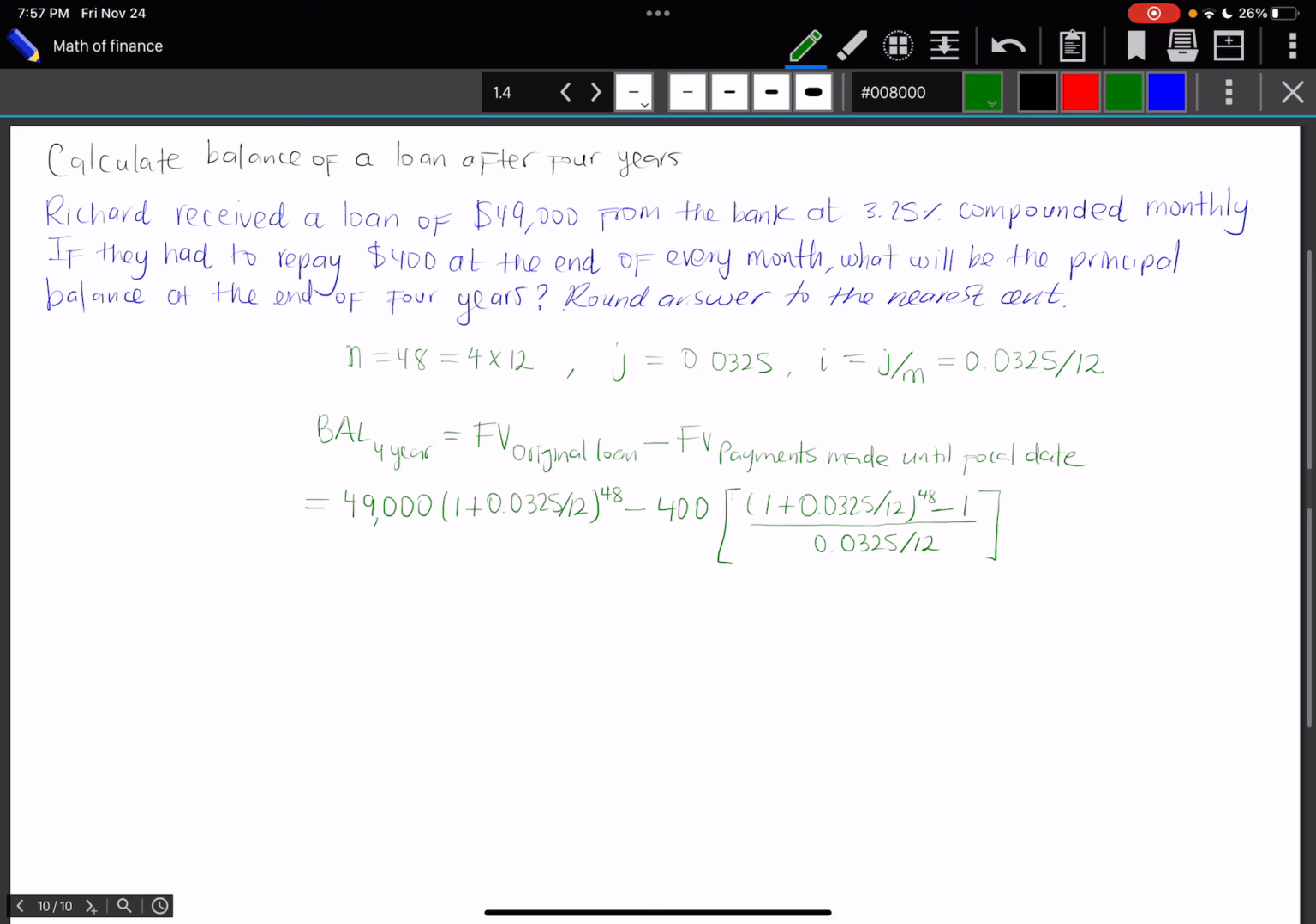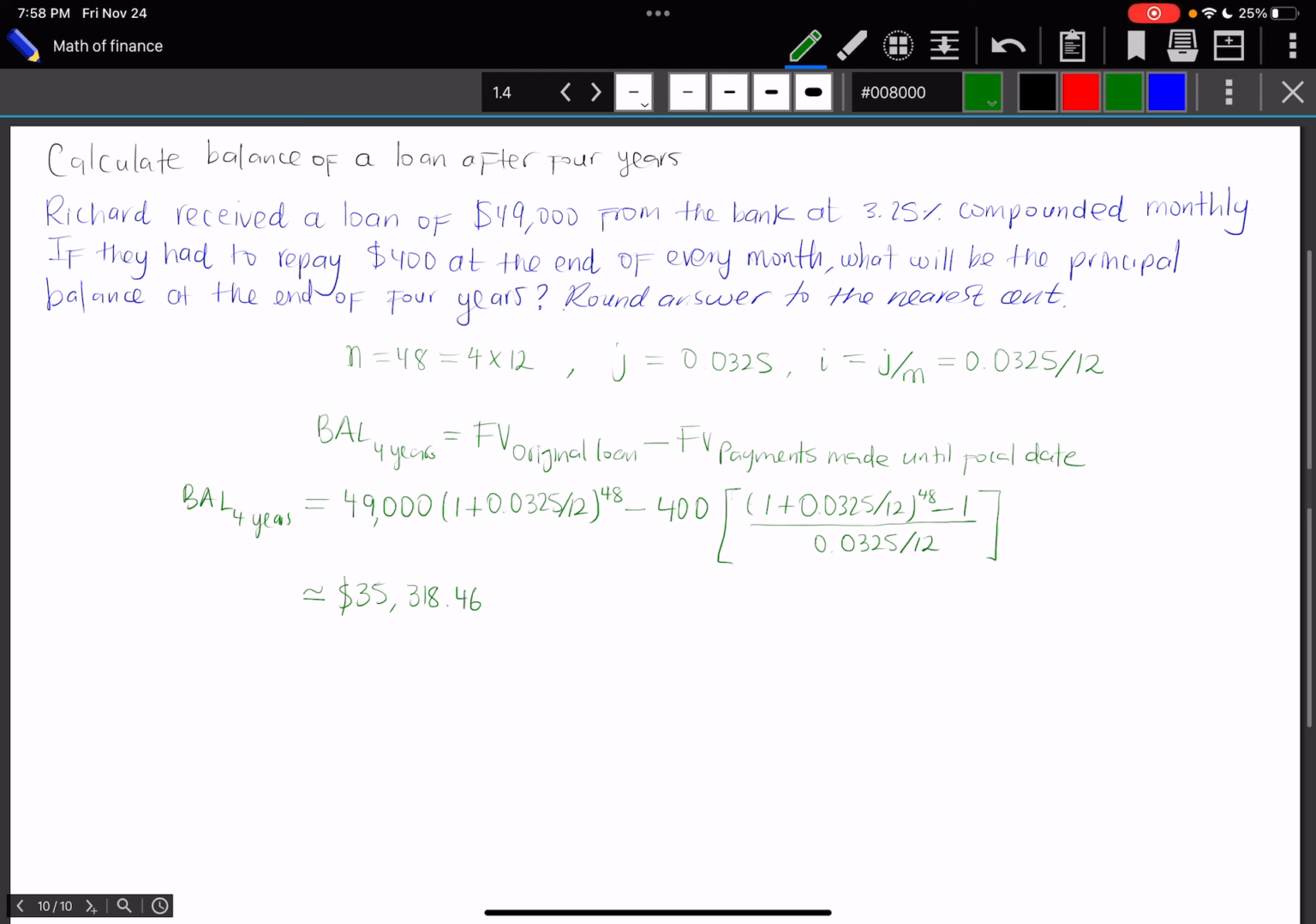So the balance of the loan after 4 years is given by that subtraction. Then we use a calculator to compute that subtraction, and we get a value approximately equal to $35,318.46. So the principal balance at the end of 4 years is about $35,318.46. All right, and that's the end of this problem.